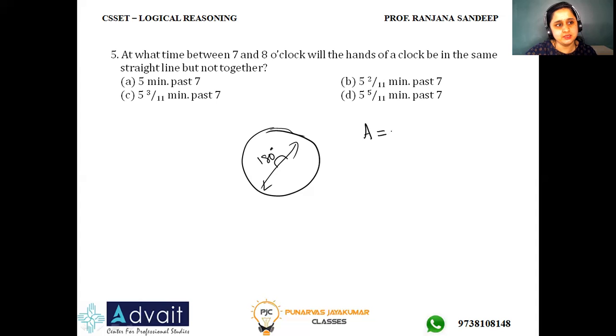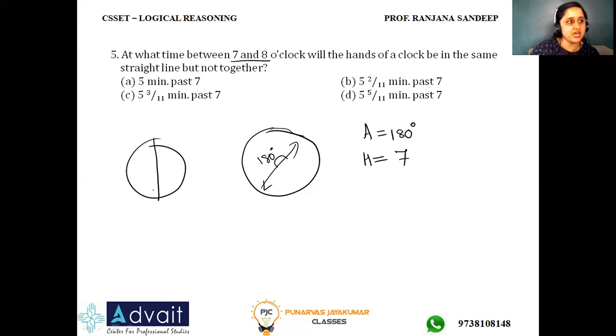So 180 degrees is the given angle. Okay, so what is A? A is 180 degrees. So now what is H? H means the hour running. So what is the hour running here? See, the time is between 7 and 8. So I can say H is 7, correct? Okay, immediately just identify in which half. This is the first half and this is the second half. If it is in the first half, then you have to use plus in the formula. If it is in the second half, then you have to use minus in the formula. So now tell me to which half this time belongs. It belongs to the second half, right? So you should use minus.